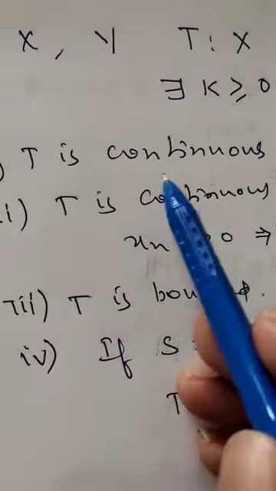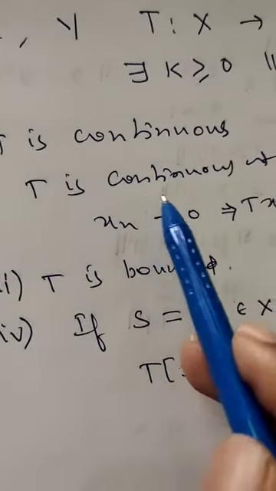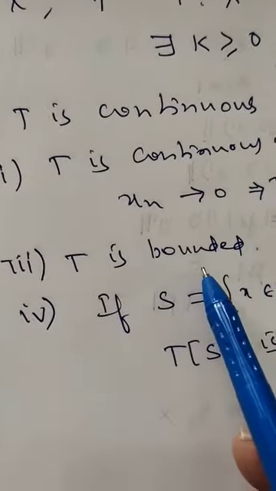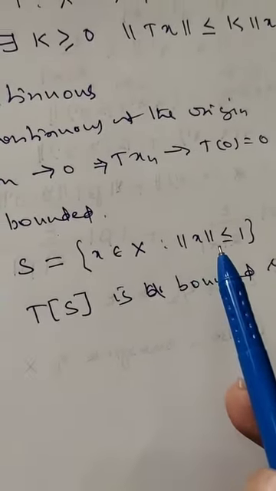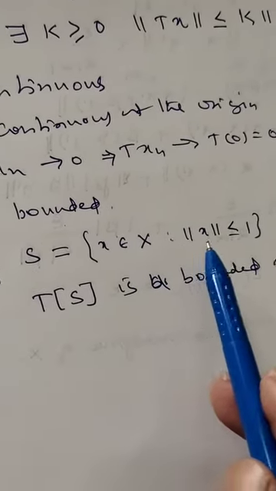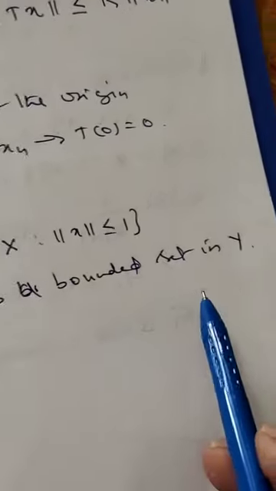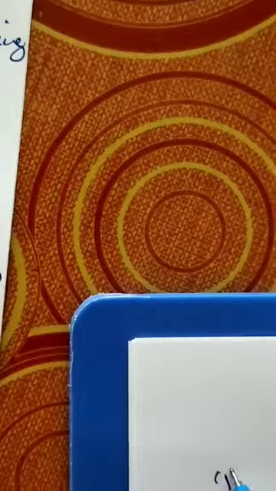The four conditions are: first, T is continuous; second, T is continuous at the origin; third, T is bounded; and fourth, if S is the closed unit sphere in X, then its image is a bounded set in Y. So these are four equivalent statements that we need to prove now. I will prove it like this.